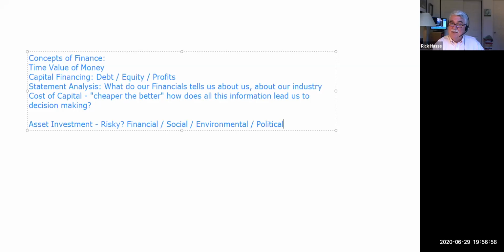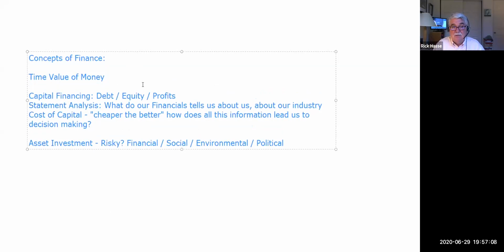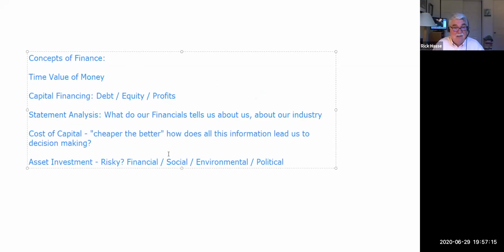So this is where we're headed in the decision-making process. Yes, we have to decide on investing in an asset, but we also have to worry about the time value of money. We have to worry about capital financing, financial statement analysis and where we stand, and what our cost of money is. But there's a hell of a lot of other things we need to worry about as well, and that's going to play a part in this.